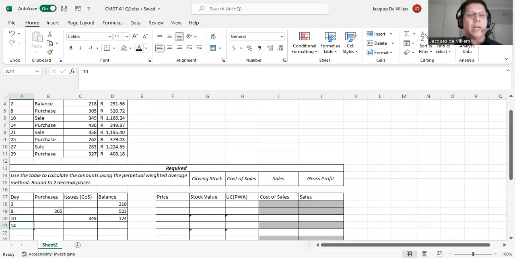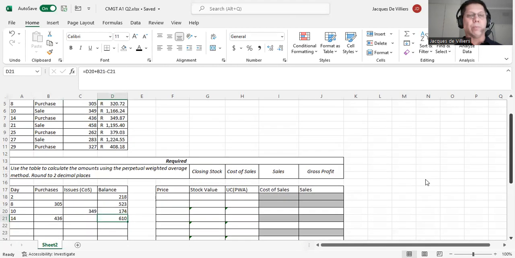Okay. Then on the 14th, we buy new stock. Okay, so we make a purchase. And we see how many we are purchasing. We are purchasing an additional 436 units. We add that to the 174. And now we have 610 units in our storeroom.